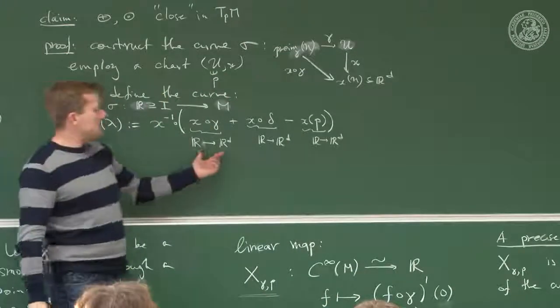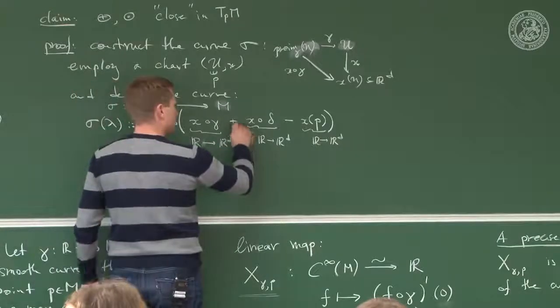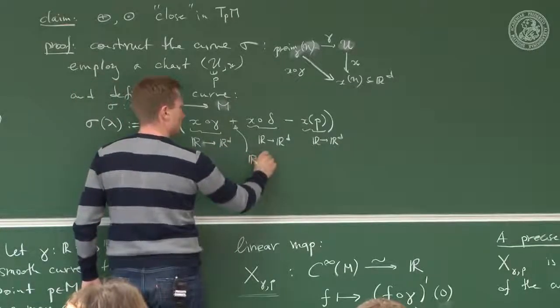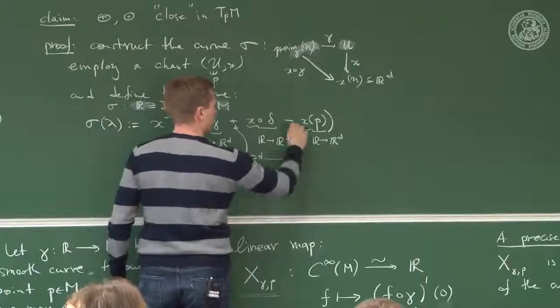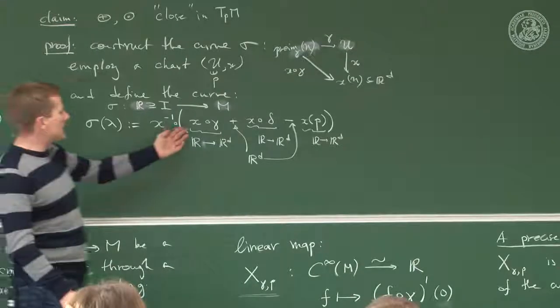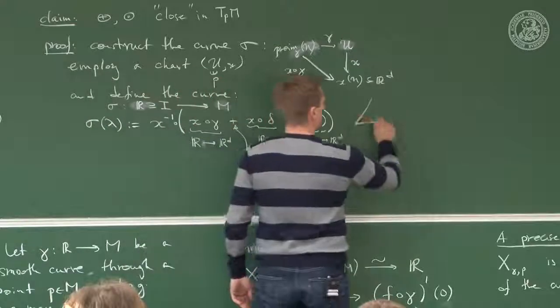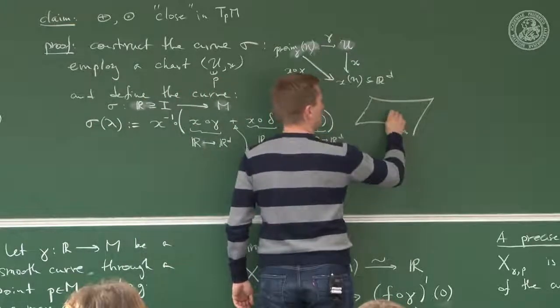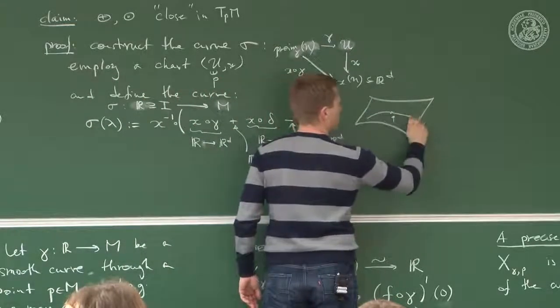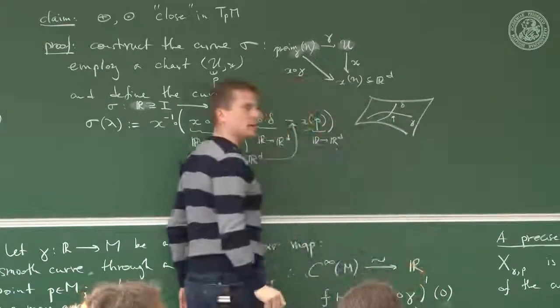Now, because these are maps from R to Rd, I can add them, because this addition is the addition on Rd. And so is this the addition on Rd, or rather the addition of the inverse element. Okay? So no doubt I can do this here. And what this means in pictures is I have here the real world, I have the point P, there's one curve gamma running through it, there's another curve delta running through it.